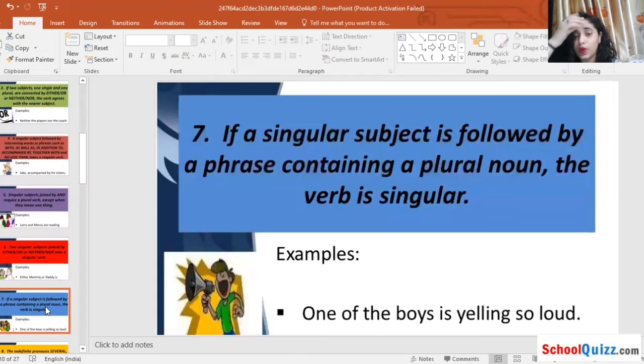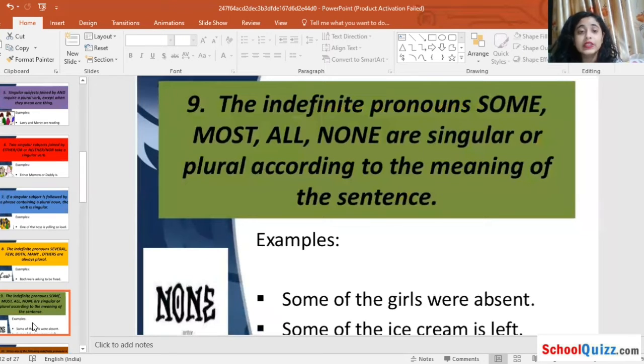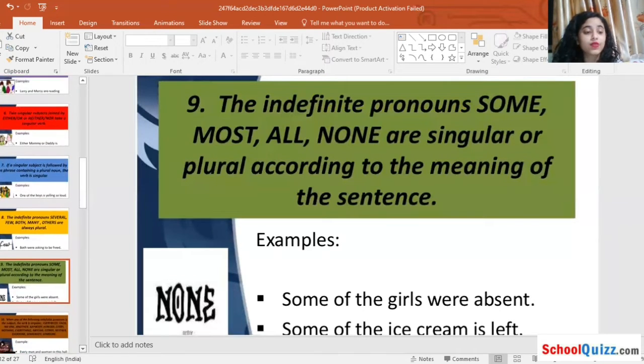If a singular subject is followed by a phrase containing a plural noun, the verb is singular. Then the next one that we had, the indefinite pronouns several, few, both, many, others are always plural. Then the last rule that we studied in the last lecture was the indefinite pronouns some, most, all, none are singular or plural according to the meaning of the sentence. So I hope you are clear with the 9 rules.